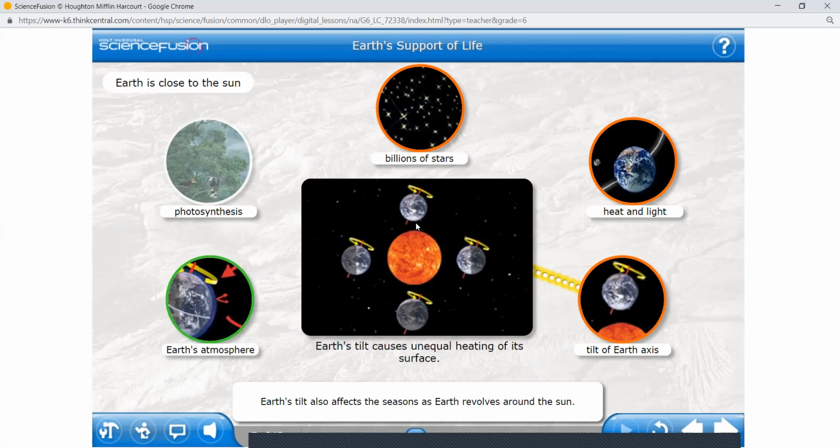So I told you before, if Earth is not revolving around the Sun, we will have no seasons because it will always be directing towards the sunlight. So that's why the tilting of Earth's axis is very important.